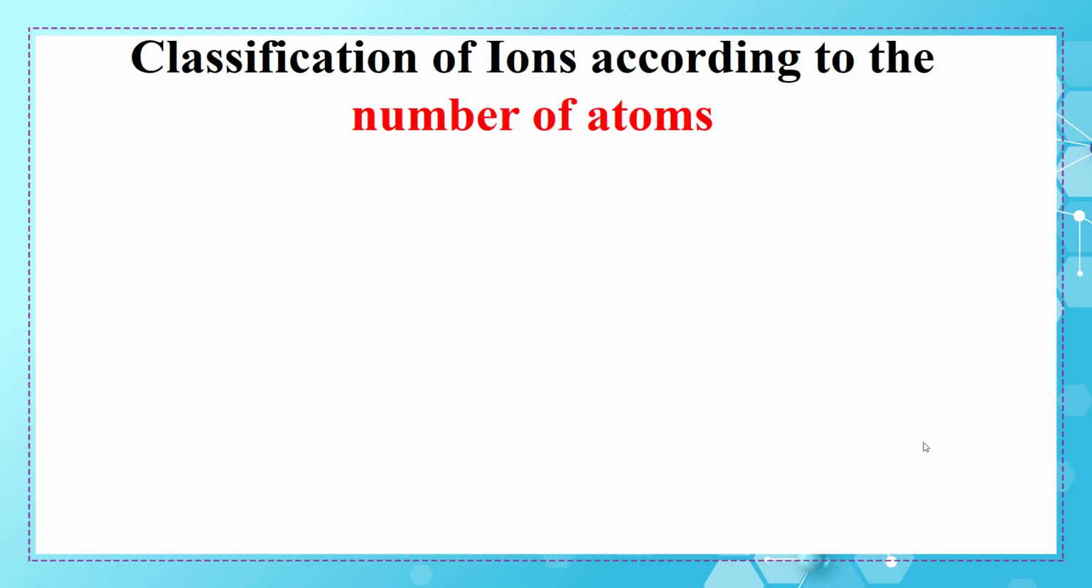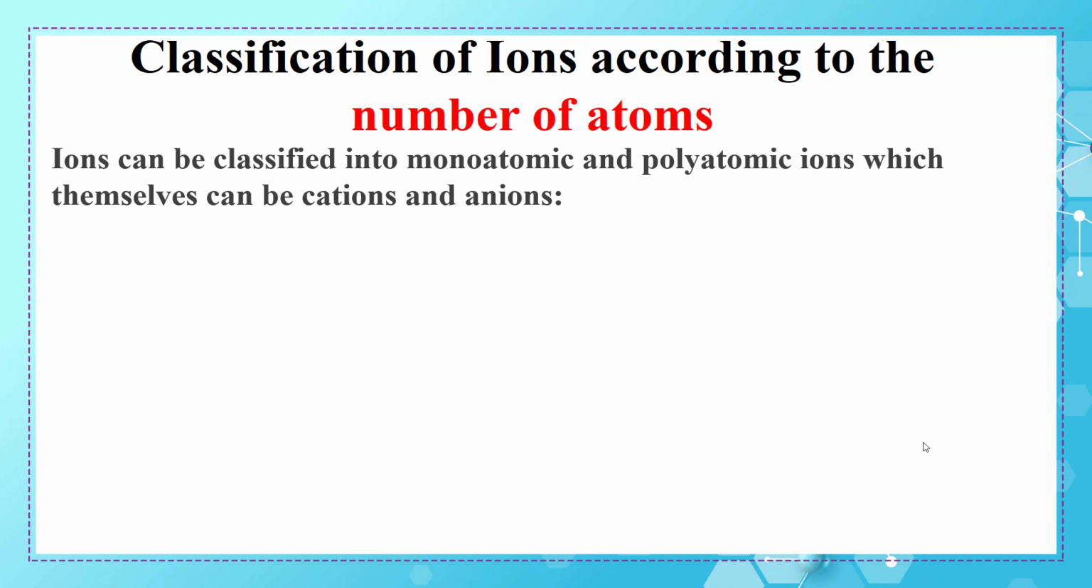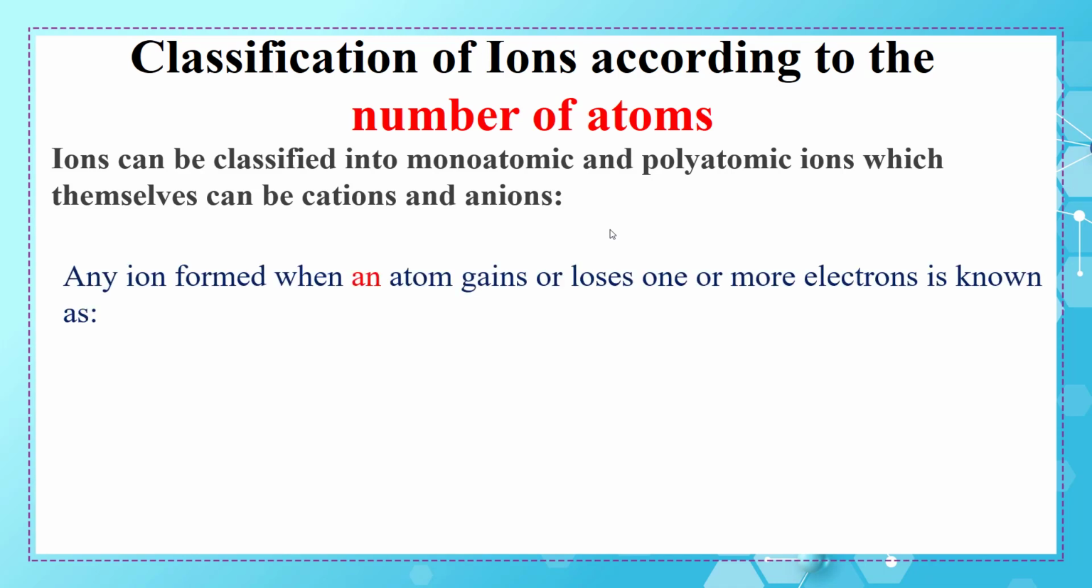Let us start. So, classification of ions according to the number of atoms. Keep attention to the title, please. The number of atoms, not the charge. Ions can be classified into monoatomic and polyatomic ions, which themselves can be cations and anions. Any ion formed when an atom gains or loses one or more electrons is known as monoatomic ions. Keep attention to the word "an", which is one atom.